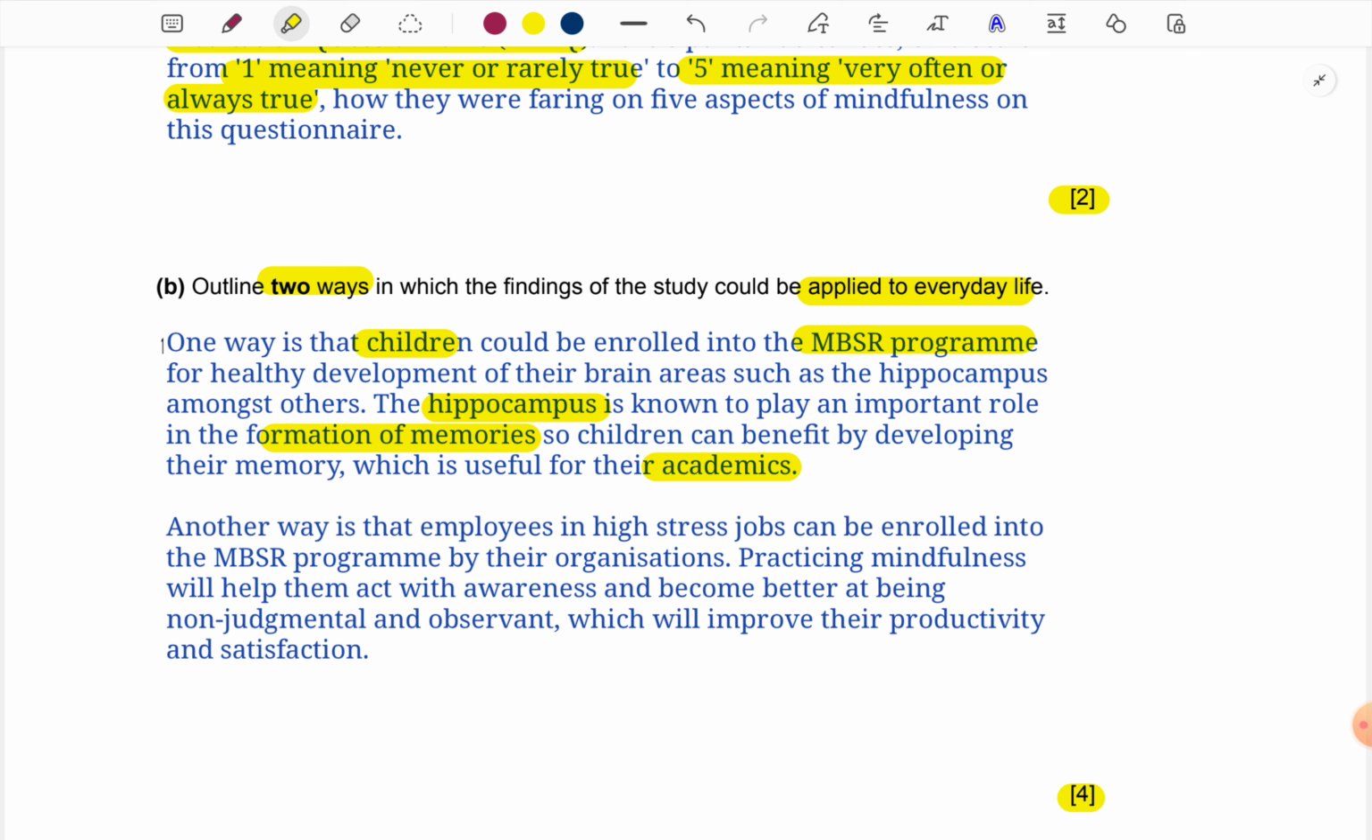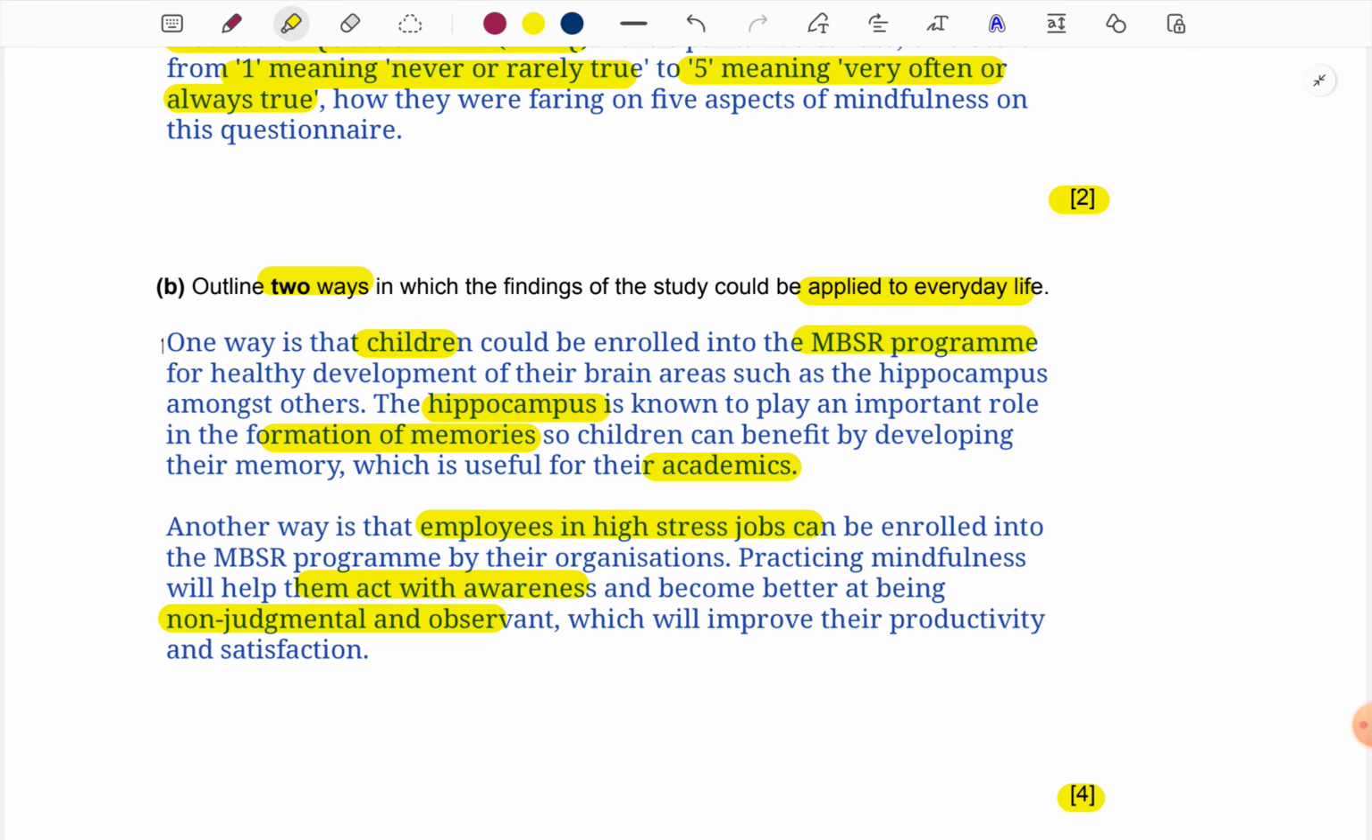Another way is employees in high stress jobs. Again, a very valid point to say employees can make use of MBSR. But why? Because they have high stress jobs, and if they do MBSR, as we have learned on the FFMQ, they will become more observant, more non-judgmental, and able to act with awareness, because the MBSR group showed improvement in exactly these 3 areas. So we expect that these employees also will show improvement in these areas.